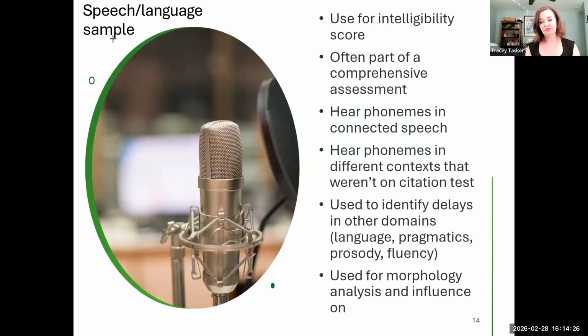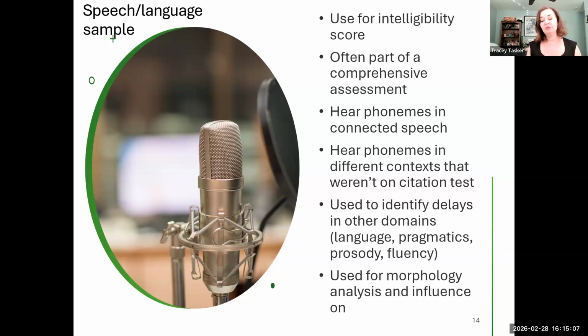So we use this for many different things. We use it to come up with an intelligibility score because we really want to listen. What do they sound like in connected speech? What do they sound like with someone who's familiar versus someone unfamiliar? As I mentioned, it's always part of these comprehensive assessments. It allows us to hear the sounds in connected speech, which may be different than one word at a time in a citation test. It's going to allow us to hear those same sounds that were on the articulation test in different contexts. An articulation test can only be so long, so it's not going to capture every single context that that sound could occur in.